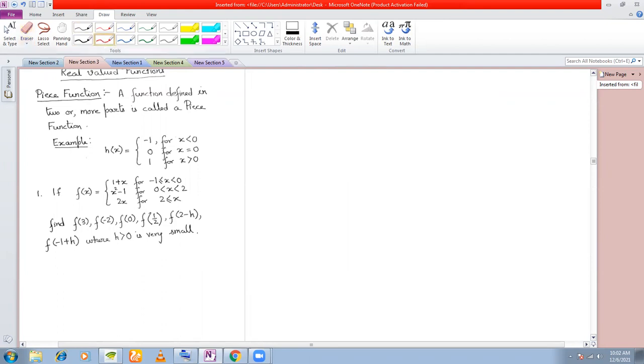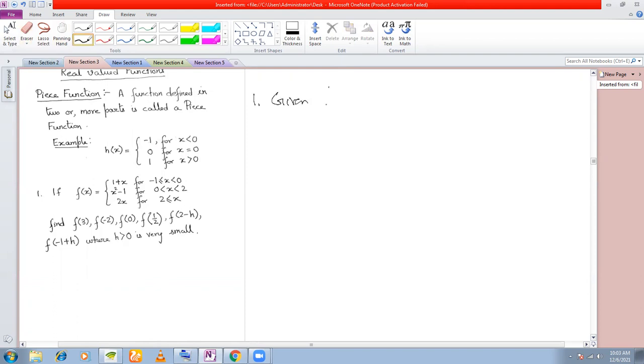A piece function will normally look like this. A function will have different values for different values of x. So h(x) is a piece function where the value of h(x) is minus 1 when x is negative. It is equal to 0 when x is equal to 0, and it is equal to minus 1 when x is positive. Okay, so for 3 different values of x, you are getting 3 different values of the function. Such a function is typically called a piece function, where the value of x you take in intervals, and for various intervals you get different values of f(x). Okay, let's see an example here.